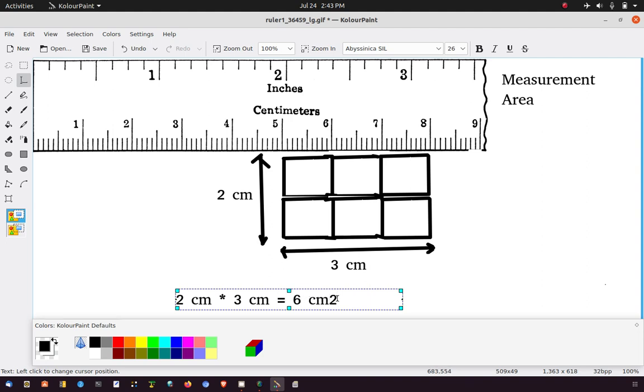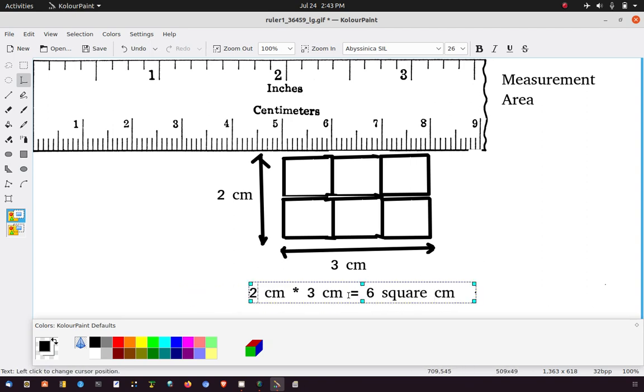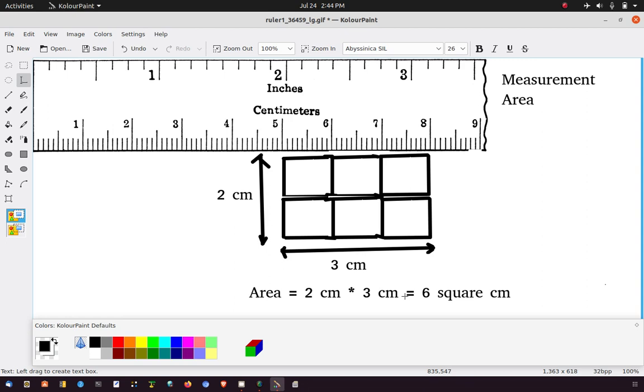Again, this 2 would normally be a superscript. But since I don't have a superscript here, I could say cm squared, centimeters squared, or I could rewrite it as square centimeters. So what I have here is the area. This area is 2 centimeters multiplied by 3 centimeters is equal to 6 square centimeters. Okay, good.